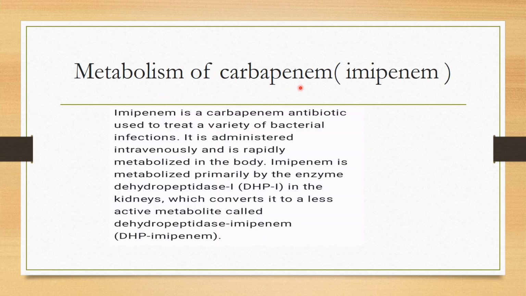Metabolism of carbapenem, or specifically imipenem. Imipenem is a carbapenem antibiotic that is used to treat a variety of bacterial infections. It is administered intravenously and it is rapidly metabolized in the body. Imipenem is metabolized primarily by the enzyme dehydropeptidase 1 in the kidneys, which converts it to a less active metabolite that is called dehydropeptidase imipenem.